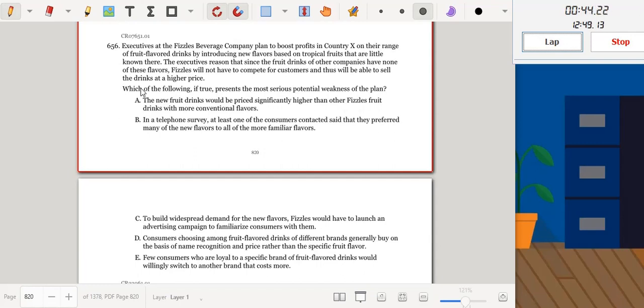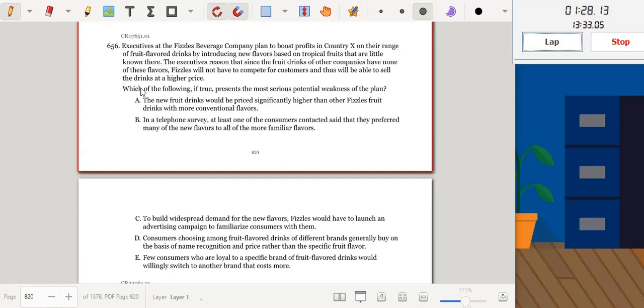Okay, so why will it fail? A, the new fruit drinks would be priced significantly higher than other Fizzle fruit drinks with more conventional flavors. Okay, so it is actually positive. So I will segregate the points as weakness or strength. So this is actually strength. B, in a telephone survey, at least one of the consumers contacted said that they preferred many of the new flavors to all of the more famous flavors. Okay, positive. C, to build widespread demand for the new flavor, Fizzle would have to launch an advertising campaign to familiarize the consumers. So this is a strategy. It neither weakens nor strengthens.